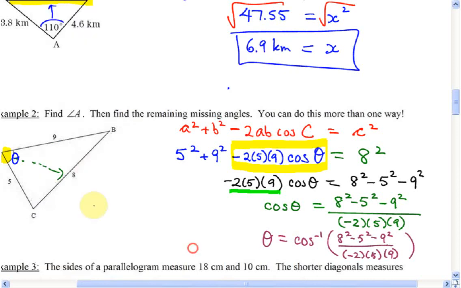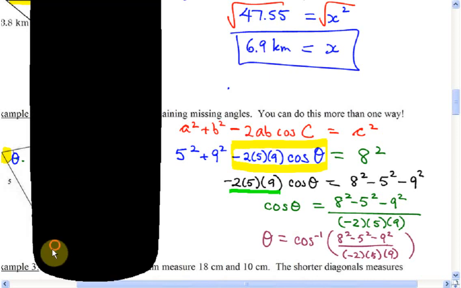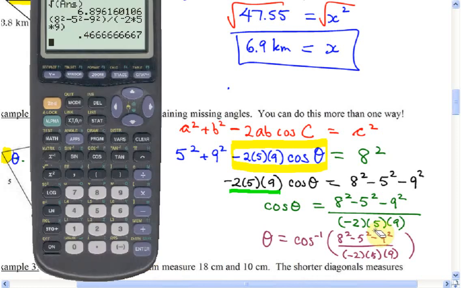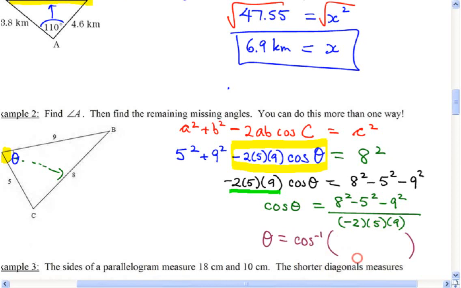All right, so let's take a look. The one in green. Some people do this: 8 squared, and I'm going to put a bracket here because I'm taking the whole thing in the numerator. So 8 squared minus 5 squared minus 9 squared. Once again, I'm putting brackets because I want this whole thing in the numerator. And I'm going to ask you to divide that by, in bracket, negative 2 times 5 times 9. So this is what you get, 0.466666666 repeating. That's this whole thing here in the bracket. If you didn't want to write down this ugly thing, you could have just written down 0.4666 dot dot dot.